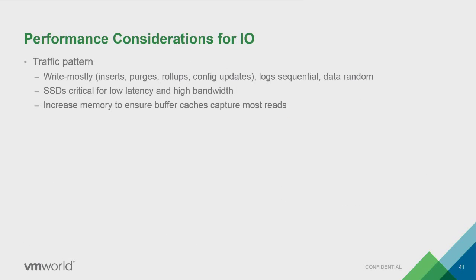So what are some other considerations? One thing I want to point out is that most of our traffic tends to be write traffic. If you think about the sorts of things that you're doing, you're inserting stats or events or tasks into the database, you're updating their status, you're rolling up statistics, you're doing configuration updates. All of those are basically writes, and so be mindful of that. The data traffic pattern is, for the logs, obviously mostly sequential, but for the data, it's mostly random. So you need a disk subsystem that can handle that sort of thing.